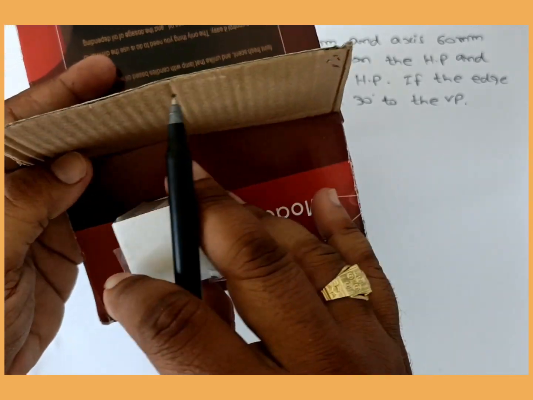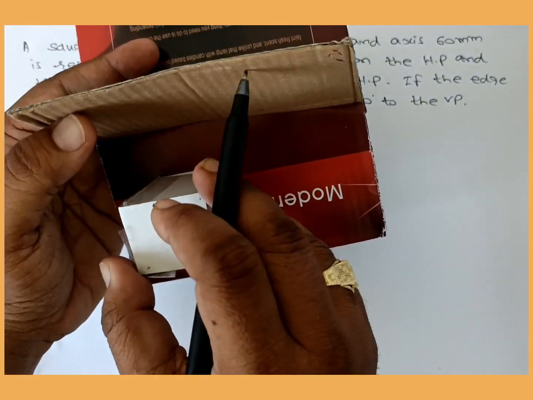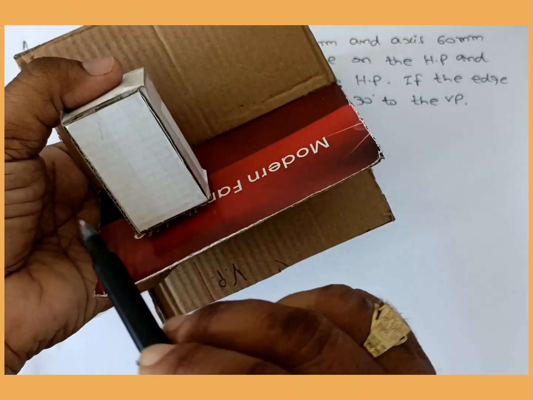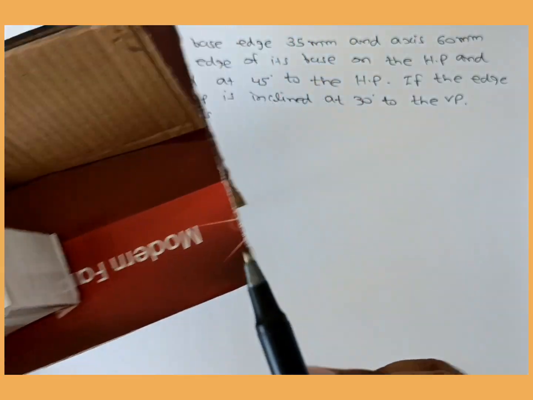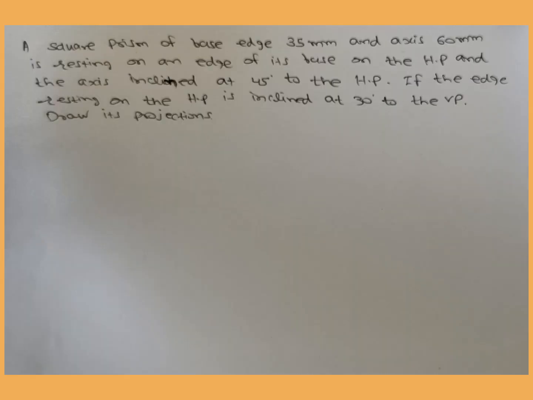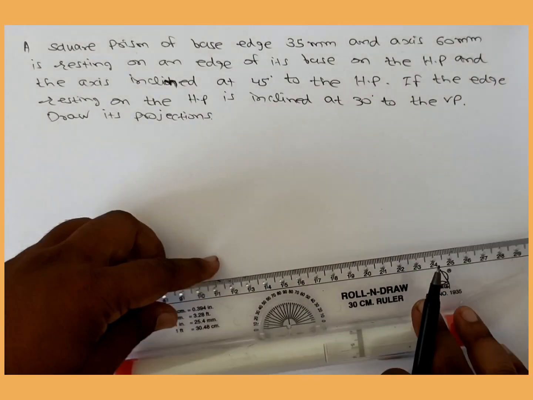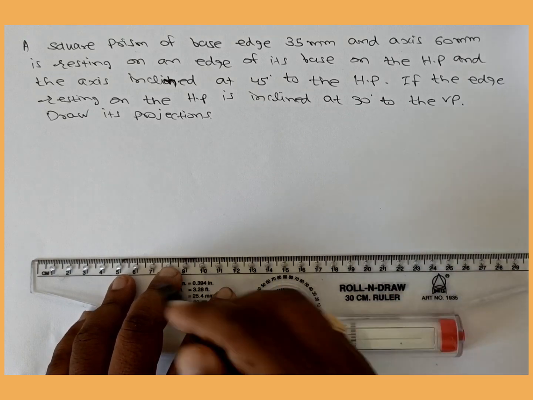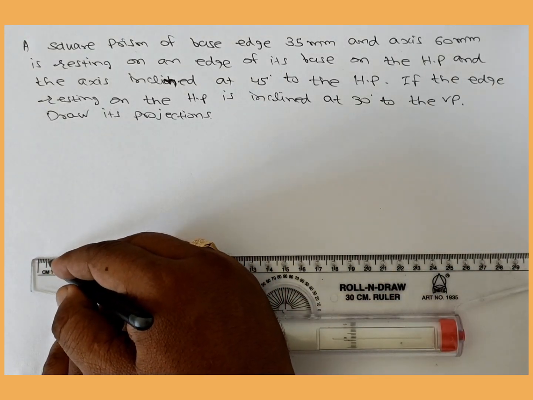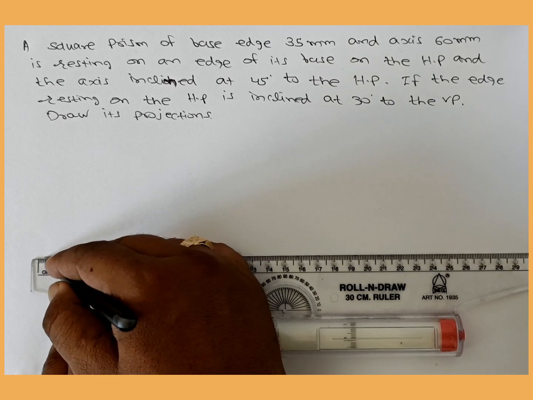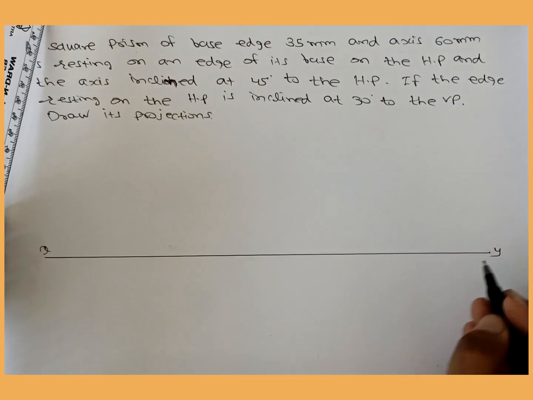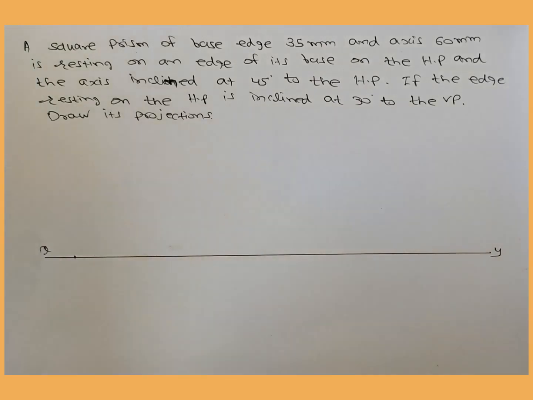So students, first of all, what you have to do? You have to draw the square like this. This is the top view and this is the elevation. So first of all, we have to draw the XY line. Now we have to draw the square.